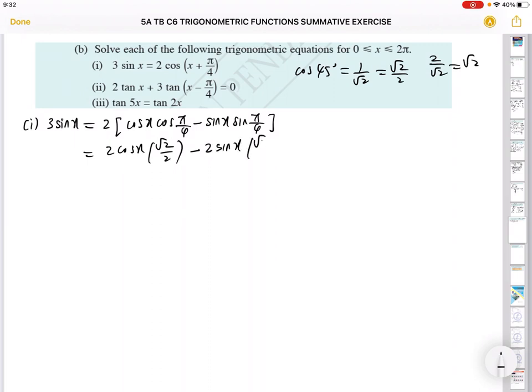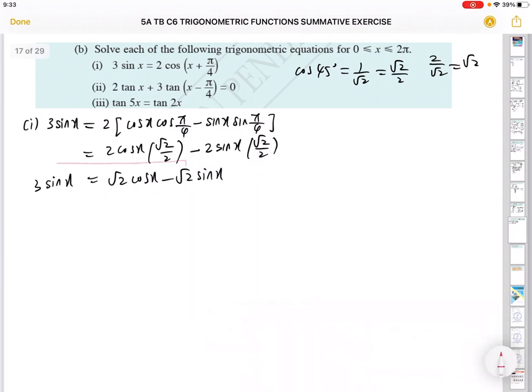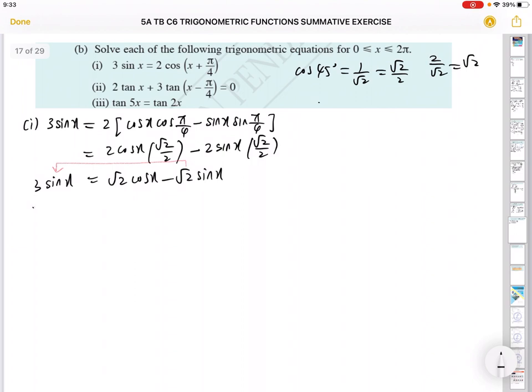Okay, now you need to bring this over to the left. So once you bring this over, you get 3 sine x plus root 2 sine x equals root 2 cos x. Put it together, you will get this. And we know sine divided by cos gives us tangent. Just write tangent. And this will be root 2 over 3 plus root 2.